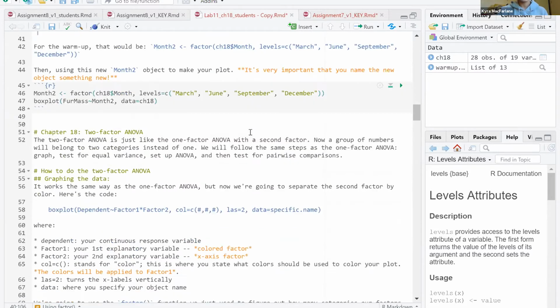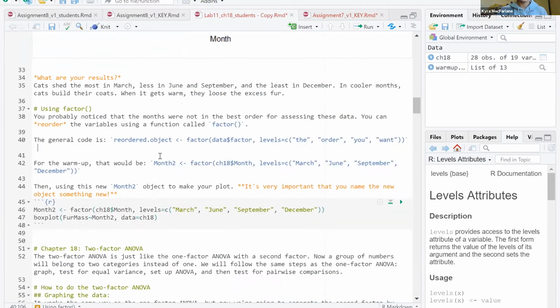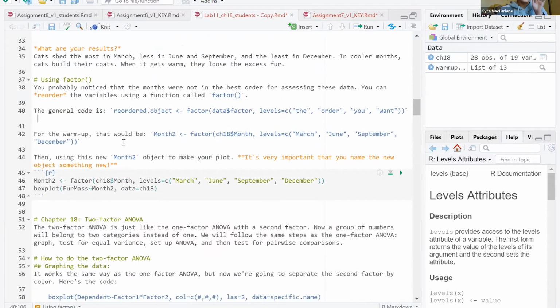You might have noticed that I've formatted this a little bit differently than what you've seen before, and I promise you there's a reason for that, and I'll explain it more later. Essentially the general code is you create a reordered object, so the thing you wanted, but in the order that you wanted it in. Using the factor, you select the data, the column that the data you want to reorder is in, comma, levels equals this combine, and then you type it in the order that you want it in.